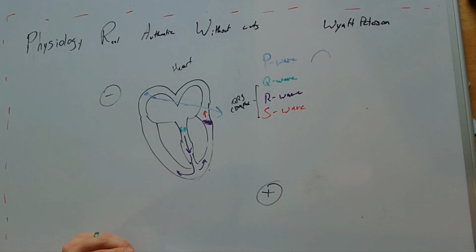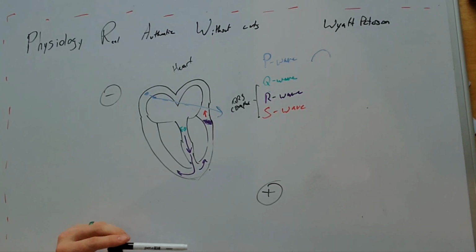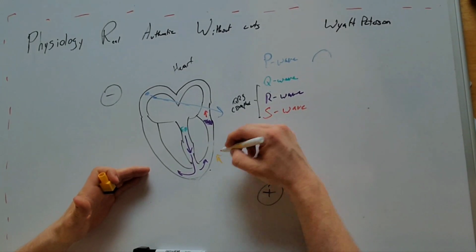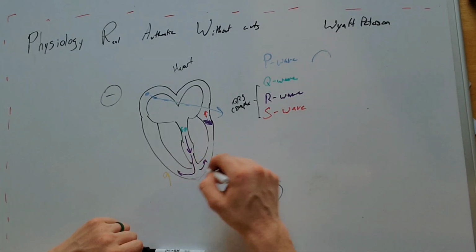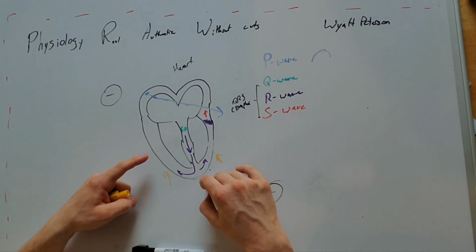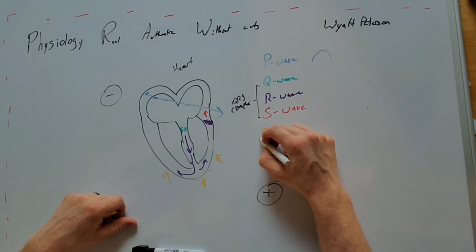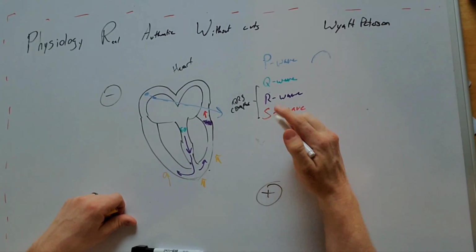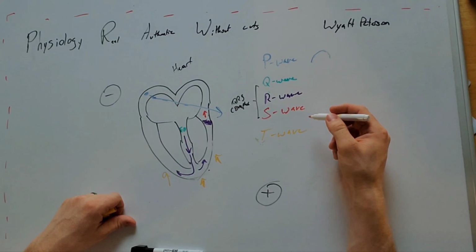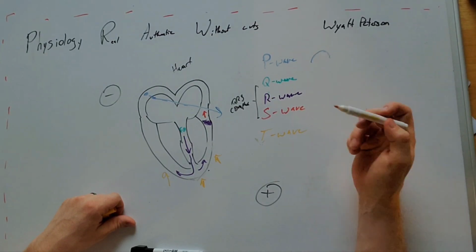And then finally we have the repolarization of the ventricle. So now all this stuff that was depolarized is going to get repolarized. It's going to be the T wave.